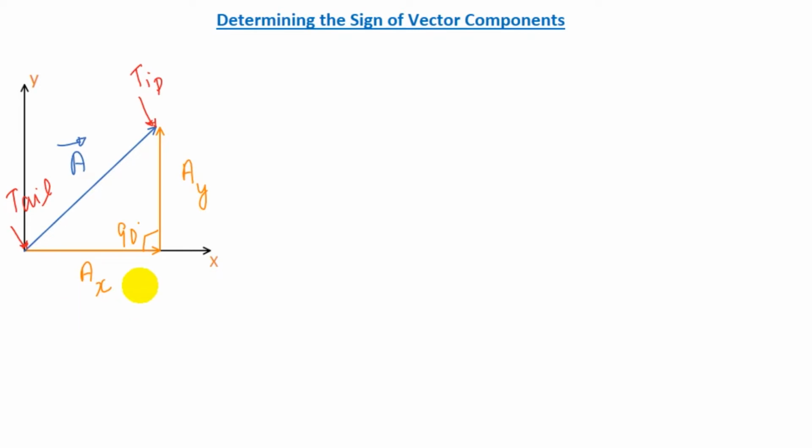Now let's determine the sign of ax. So the rule is you have to start moving from the tail of the vector towards the right angle. So we'll start moving like this and this is positive x, this is positive y. Now if you are moving in the positive x direction, then ax will be positive, otherwise it will be negative. Now in this case you are moving along the positive x direction, so ax will be positive, or you could say ax will be greater than 0.